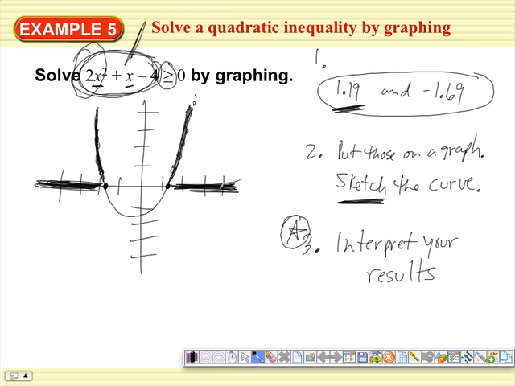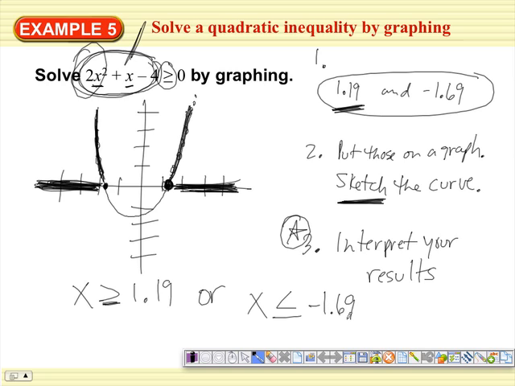What is this right here? X is greater than, because it's to the right, what? True, equal to 1.19. It's going this way, so this is an or. X is less than or equal to negative 1.69.